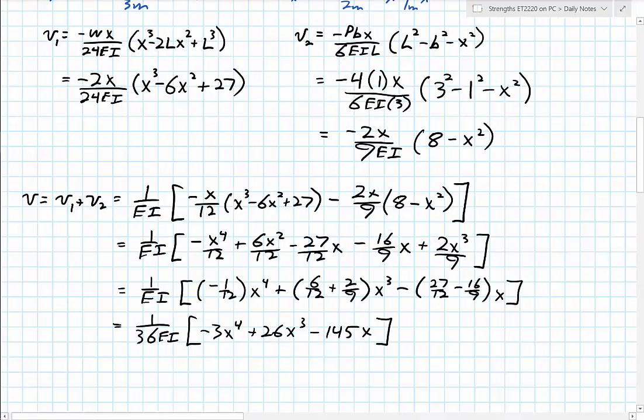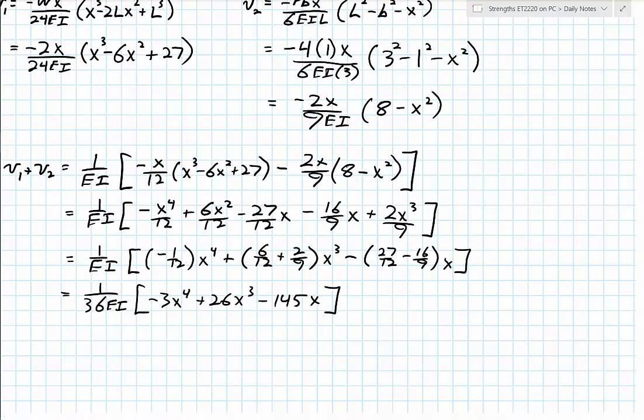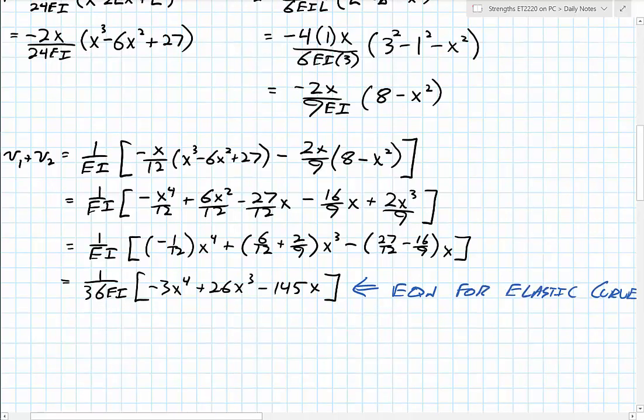And it was just some algebra, so maybe if you want to follow along or double check my algebra, hit pause and go through the steps. But otherwise, you could trust me. This is what I ended up with at the very end for my equation for the elastic curve, or the deflection of this beam.